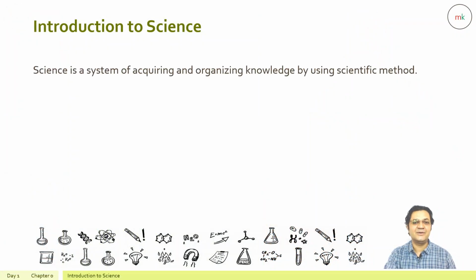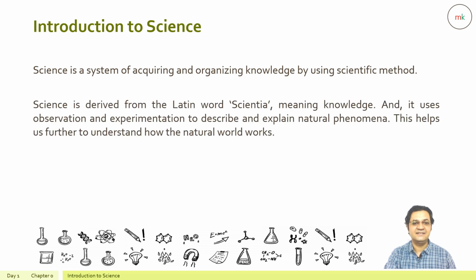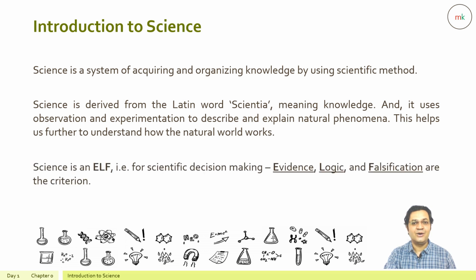Science is a system of acquiring and organizing knowledge by using scientific method. Science is derived from the Latin word scientia, meaning knowledge, and it uses observation and experimentation to describe and explain the natural phenomenon. This helps us further to understand how the natural world works. On a larger context, science is an ELF. That means for scientific decision making, the evidence, logic and falsification are the criterion.